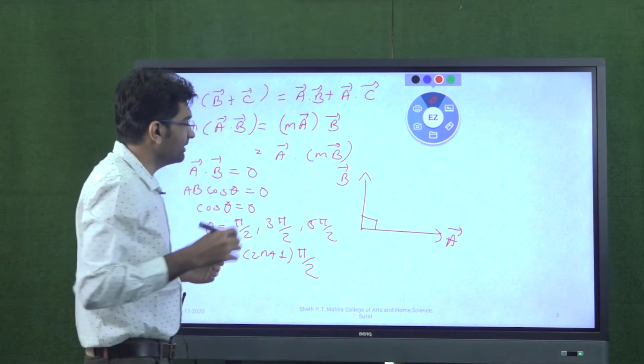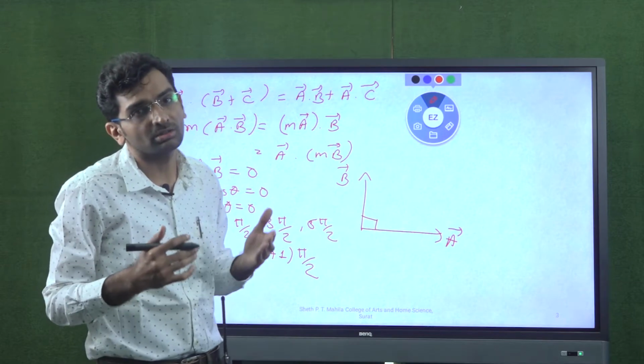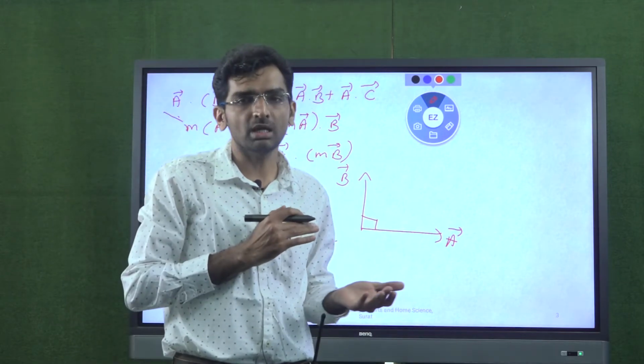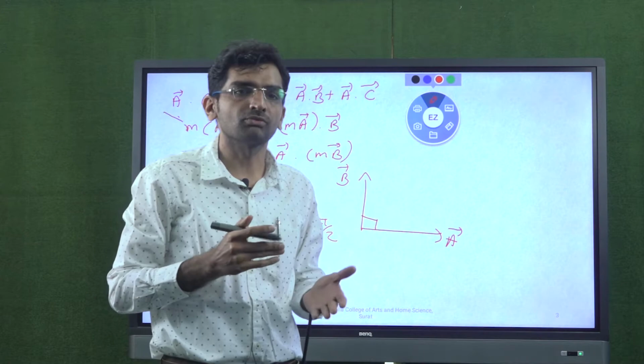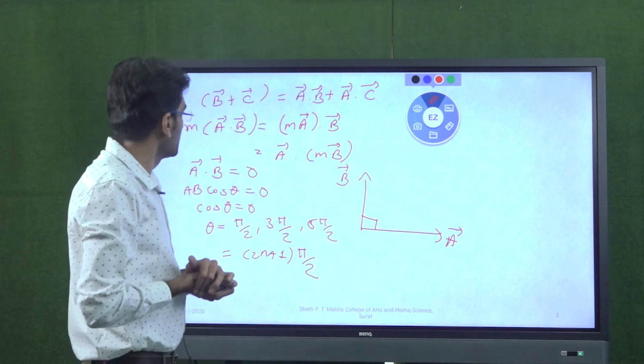If somebody says that two vectors are perpendicular to each other, then definitely you have to say that the scalar product of these two vectors is equal to 0. So this is about the scalar product.